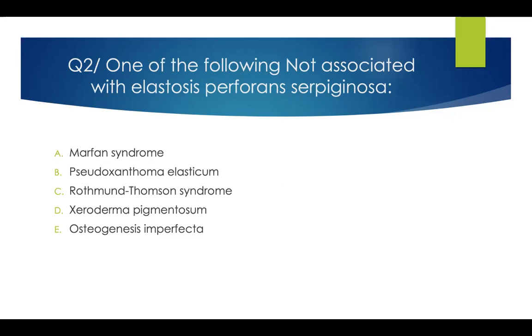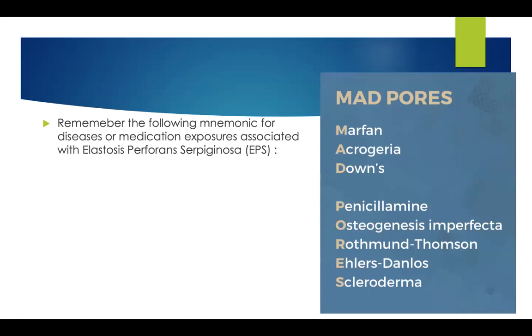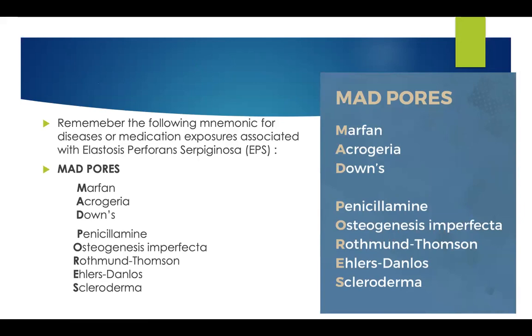And that's xeroderma pigmentosum. Let me give you a quick mnemonic to remember all the associations with elastosis perforans serpiginosa, whether it is a disease or medication. Go with MADPORS. M for Marfan, A for acrogeria, D for Down syndrome, P for penicillamine, O for osteogenesis imperfecta, R for Rothmund-Thomson, S for scleroderma, with Ehlers-Danlos included. So that's a quick shortcut to remember the associations with EPS.